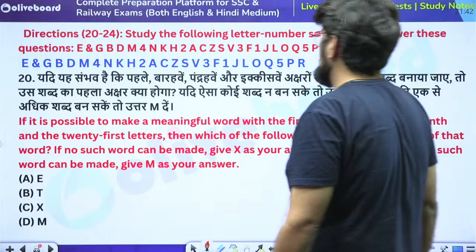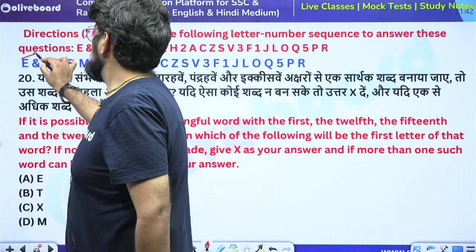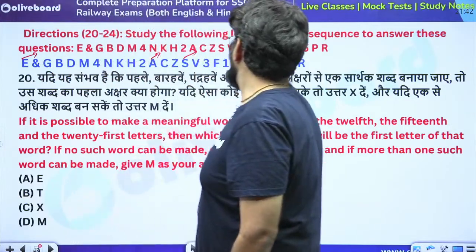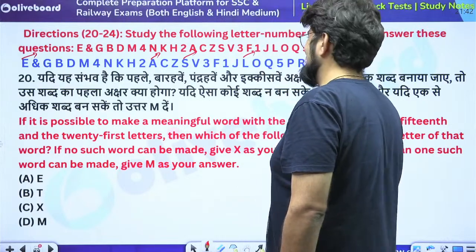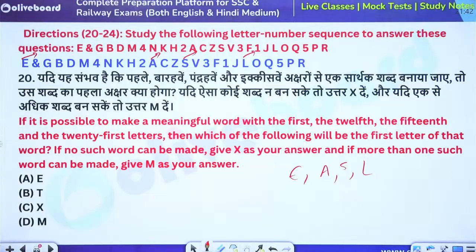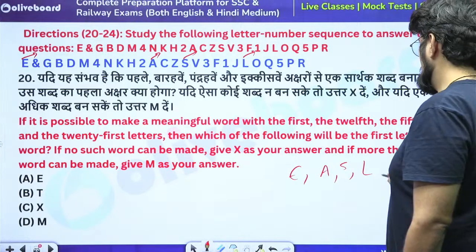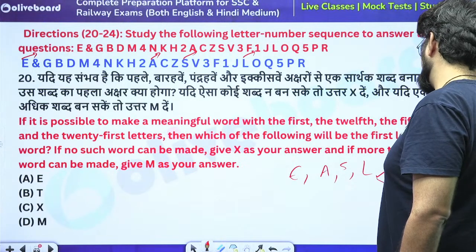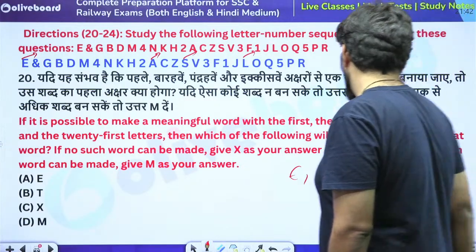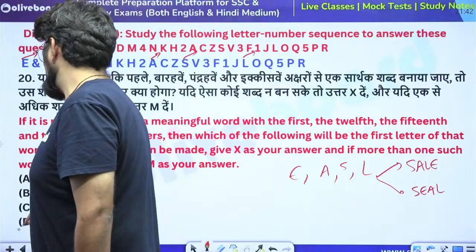If it is possible to make a meaningful word with the first, 12th, 15th, and 21st. So we have E, A, S, L. Then the first letter of that word will be the correct answer. If no such word can be made, X is your answer. And if more than one such word can be made, M is our answer. So we can see two words being formed here. S-A-L-E, sale, and S-E-A-L, seal. So my answer will be option D, M.